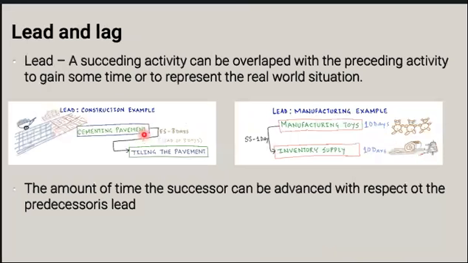Lead, on the other hand, is a situation where rather than waiting before you can start the successor activity, you can overlap predecessor and successor. So if lag is delay, then lead is overlap. If a succeeding activity can be overlapped with a preceding activity, you can gain some time, and that would do the trick in the real world.